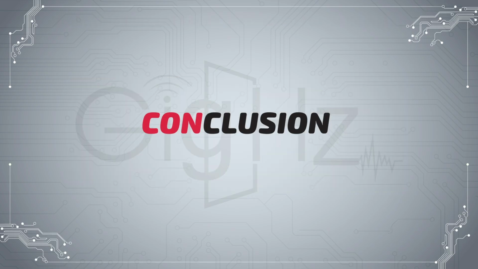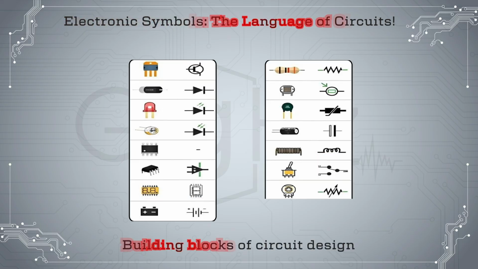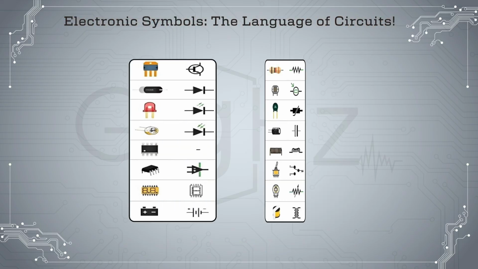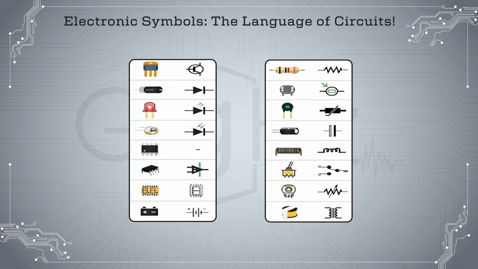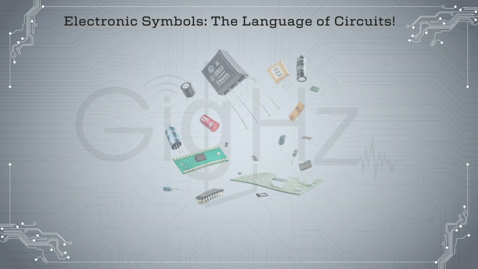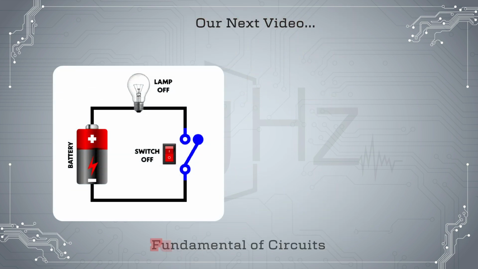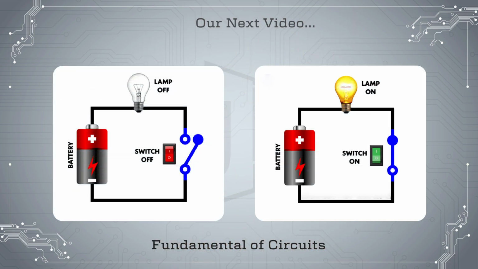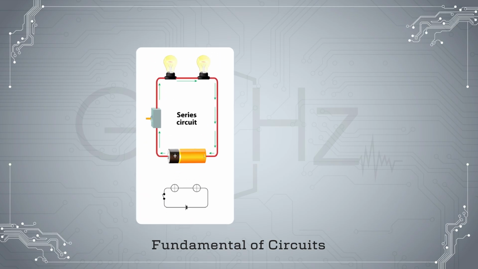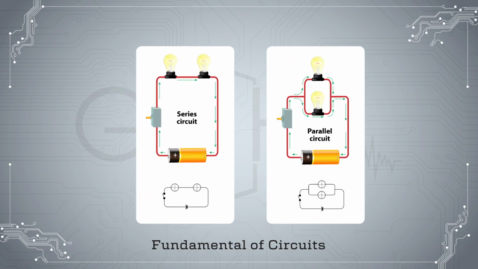Conclusion. In conclusion, electronic symbols are the building blocks of circuit design. They enable engineers to create clear, standardized, and efficient schematic diagrams, forming the language of circuits. In the next video, we'll dive into the fundamentals of circuits, exploring essential strategies to build efficient designs and enhance the performance of your electronic systems.